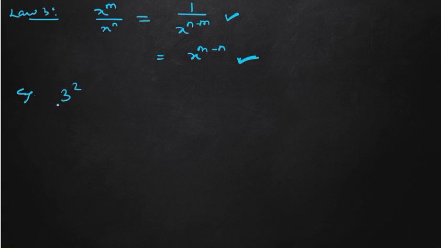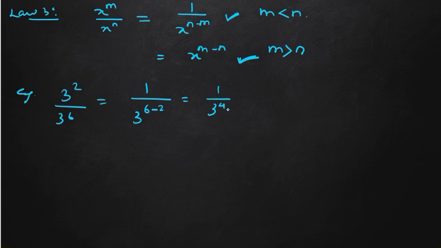If we see some example, 3 square by 3 power 6, when will we use which formula? We will use the first formula if m is greater than n, and we will use the second formula if m is less than n. You can see this is our m, this is our n. So n is greater than m, so we will use 1 by x power n minus m, that is 1 by 3 power 6 minus 2. That means 1 by 3 power 4. So this will be the answer. Okay, easy.